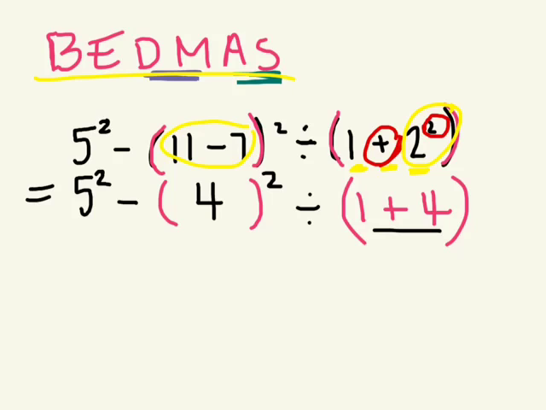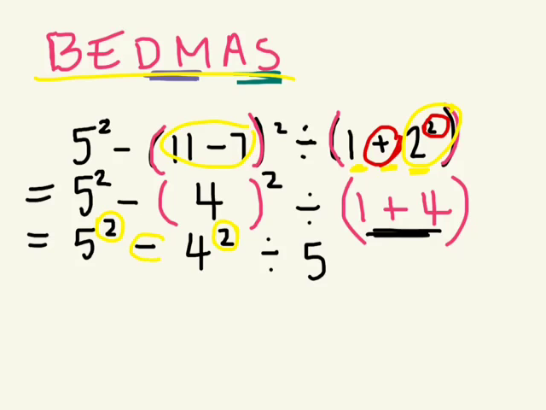Now we're just going to keep simplifying. I'm going to write this again. 5 to the power of 2, take away 4 to the power of 2, divided by, I can still simplify inside my bracket. What's 1 plus 4? 5. Good. So what do we have left? We have an exponent here, we have an exponent here, we have subtraction, and we have division. We are finished with brackets, right?